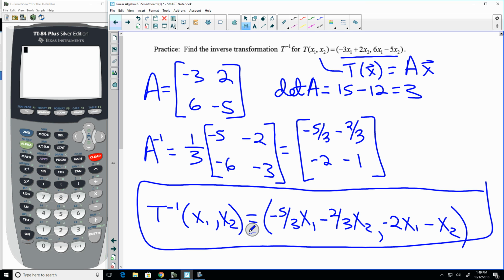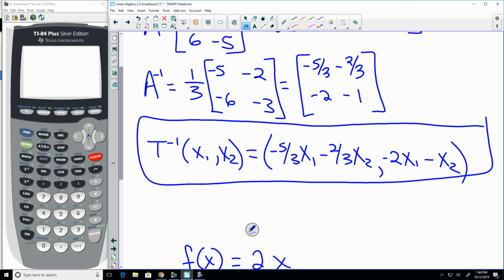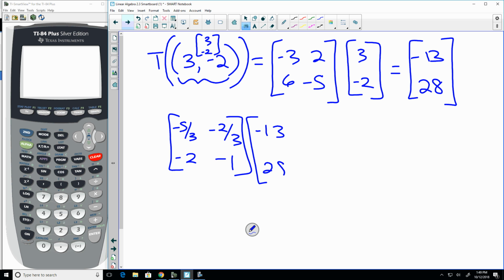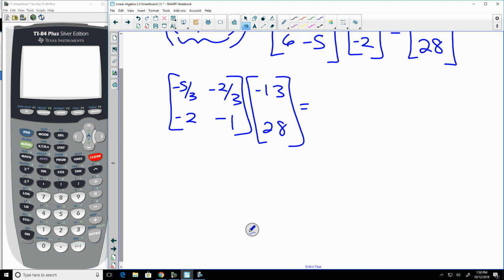All right, so we need the inverse now. So negative 5/3, negative 2/3. Negative 2, negative 1. We're going to multiply this by our new vector. We should get 3, negative 2, I hope. Let's cross our fingers. If it's not, then we've got to go back and see what we did wrong. Okay? Yeah, we're using the previous transformation. Okay.